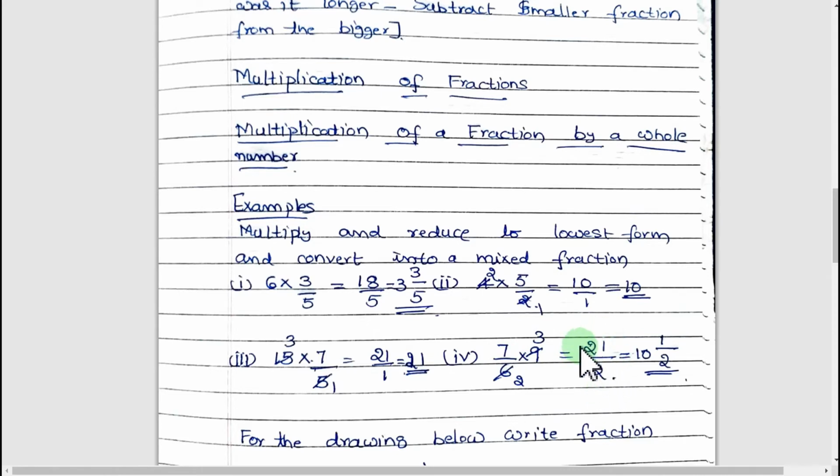Again 21 by 2 is an improper fraction. So we can convert this into a mixed fraction. 2 10s are 20, 2 11s are 22, which is more than this. So the nearest smaller product is 2 10s are 20. That 10 will go here, not 20. Next, that product you have to subtract from this number. 21 minus 20 is 1. So the remainder goes here, and the denominator 2 remains the same. Similar sums are there in the exercise. Do those sums by referring to these sums.